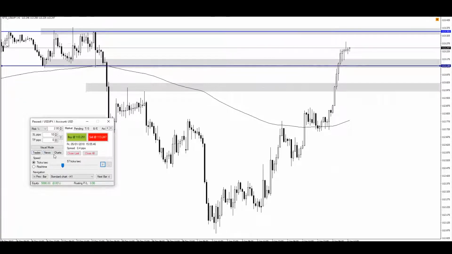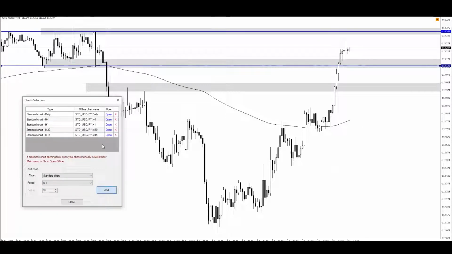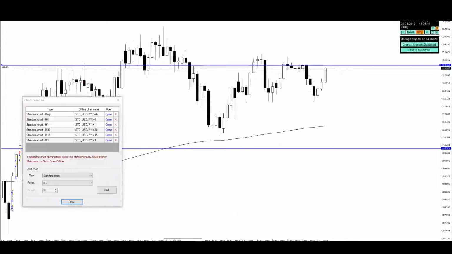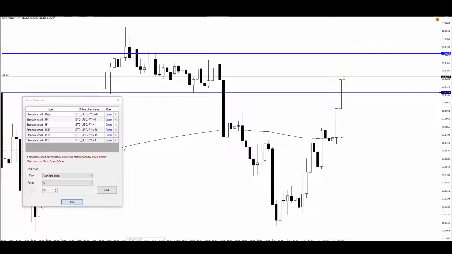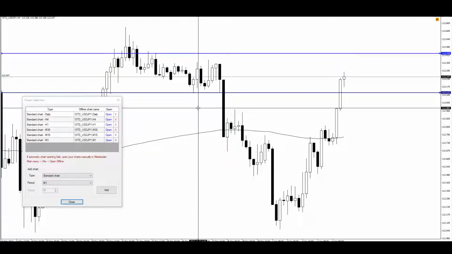Actually, we need another chart over here. We need a 1 minute chart. Don't worry, we're not going to look at the 1 minute though. See this? When the 4 hour comes down, this makes perfect sense a little bit.